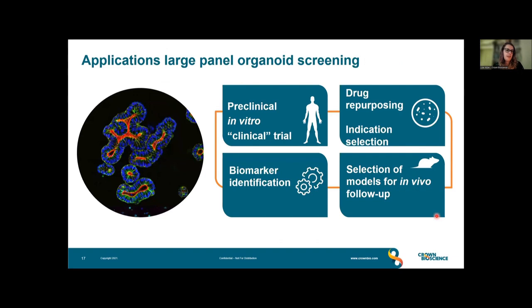Talking about the application of our large panel organoid screening, we can offer a preclinical in vitro clinical trial where we can screen a large set of indications. For further research and testing, we can select the right indication where the drug is effective, and we can also support the drug repurposing movement that is currently ongoing. We also offer biomarker identification and the selection of models for further in vivo follow-up.